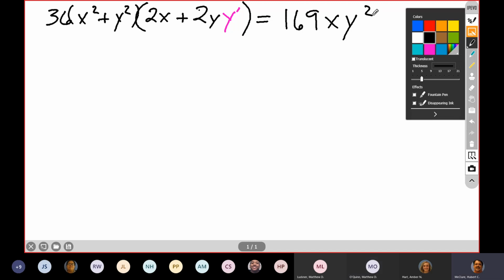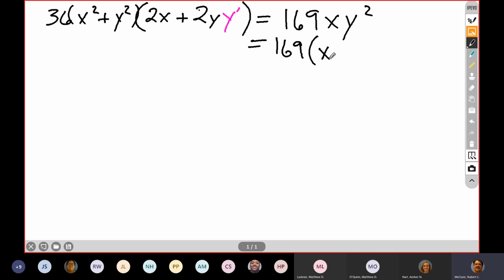So that's gonna be 169, and then you're gonna do the product rule here. So I'm gonna just do this, and I'm gonna do 169. I'm just gonna keep that out. And then I'm gonna do first times the derivative of the second.